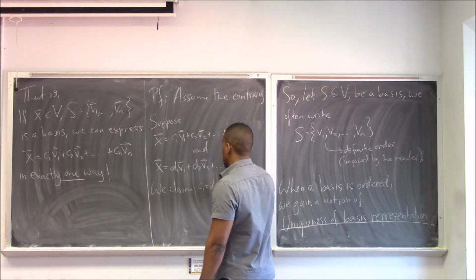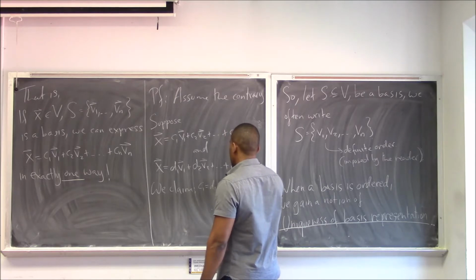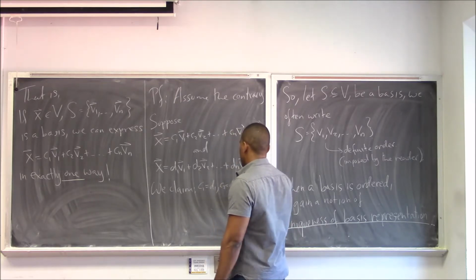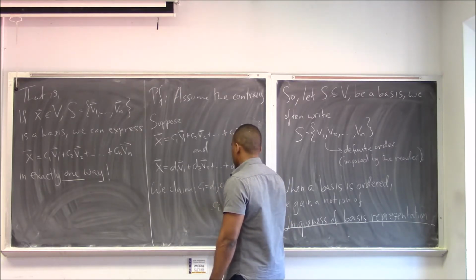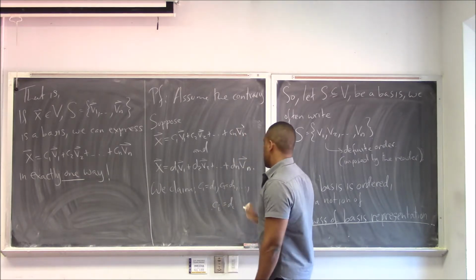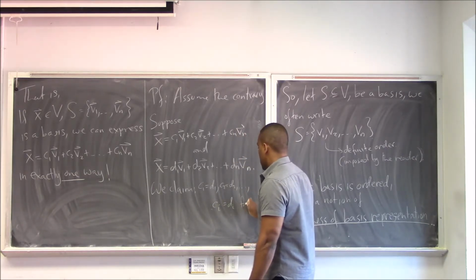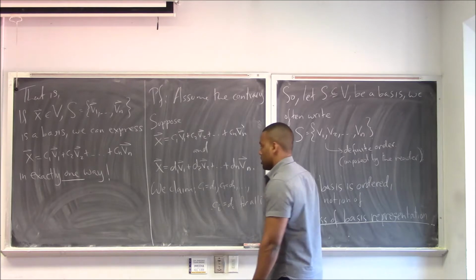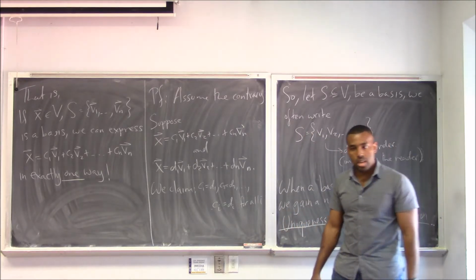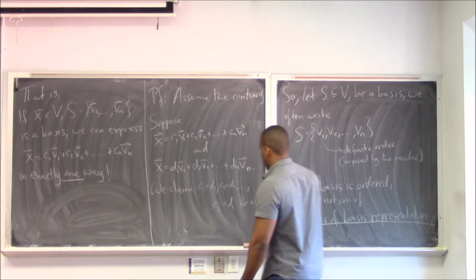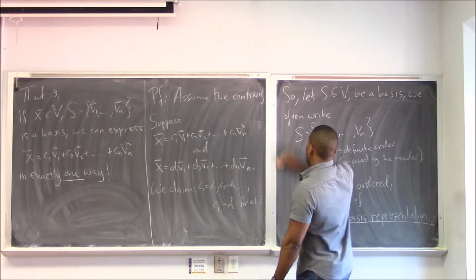C1 must be equal to D1, C2 must be equal to D2, and in general, Ci must be equal to Di for all i. The coefficients have to be exactly the same. They have to be exactly equal. How would you go about proving that?